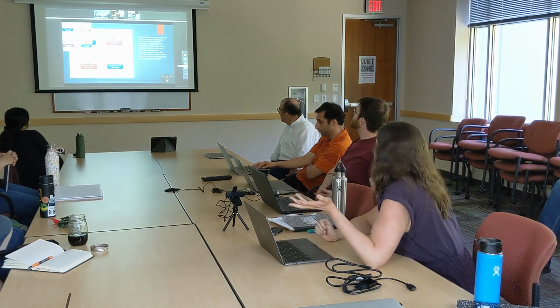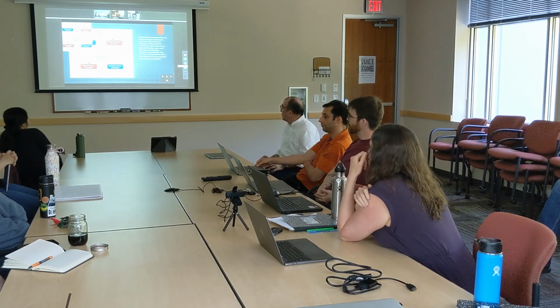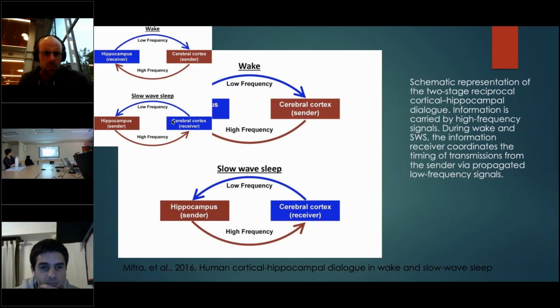It's hard to see now because there's another image on top of there somehow. But this was from a paper called The Human Cortical Hippocampal Dialogue in Wake and Slow Wave Sleep. It's basically showing that you reverse directions in the transfer of the signals and information. Like what Don was saying earlier, your memories are in your hippocampus, and then when you sleep, they get sent out to the cortex. So this is showing that sort of transfer between wake and slow wave sleep.